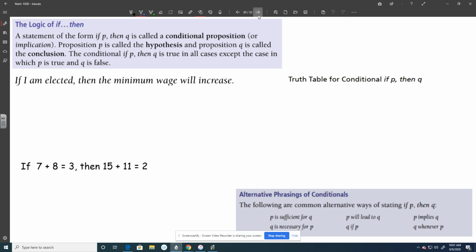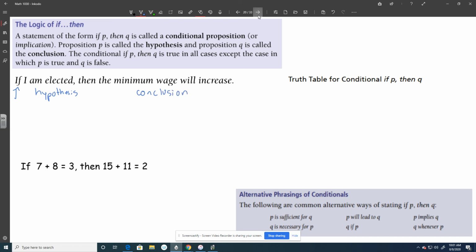This is a conditional proposition because of the word if. This is the one that comes first, so that's our hypothesis. The minimum wage will increase. That is our conclusion. That's what comes second.